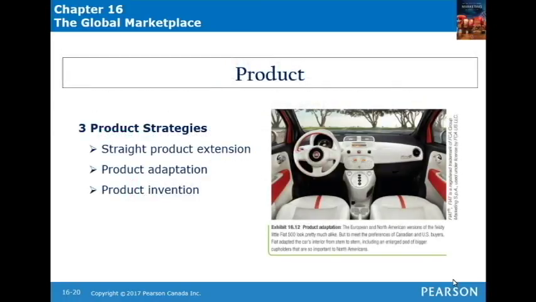So product, three product strategies: straight product extension, product adaptation, and product invention. Exhibit 16.12, product adaptation. The European and North American versions of the feisty little Fiat 500 look pretty much alike, but to meet the preferences of Canadian and US buyers, Fiat adapted the car's interior from stem to stern, including an enlarged pod of bigger cup holders that are so important to North Americans.